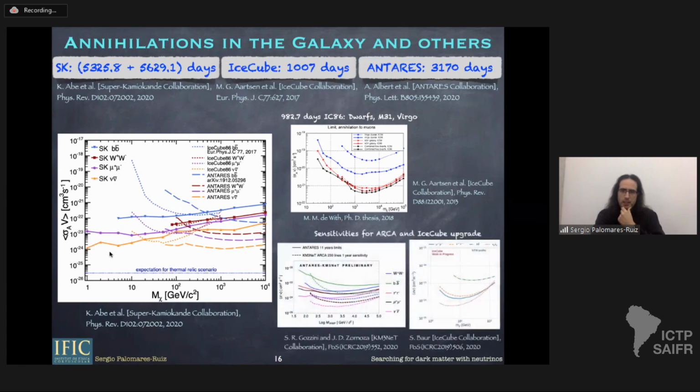What about the prospects for the future? Well, similar to what happened in the case of dark matter from the sun, in the future these limits could improve by 1 or 2 orders of magnitude, getting very close to the thermal value of the annihilation cross-section in the case of annihilation in the early universe.